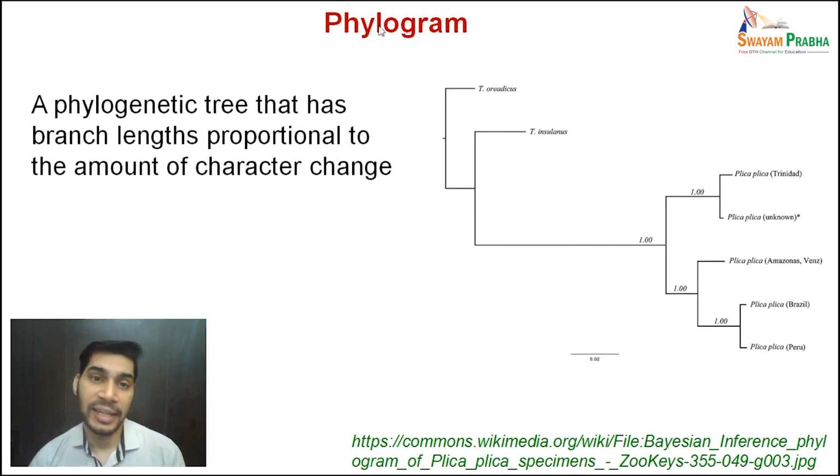Yet another category is called phylogram. A phylogenetic tree that has branch lengths proportional to the amount of character change is called a phylogram. So here the length of the branches represents the amount of character that it has changed. If it is a short branch, that means it has undergone smaller change as compared to a longer branch, which means it has undergone a higher amount of change. So in phylogram, the branch length is representing the amount of character that has changed.